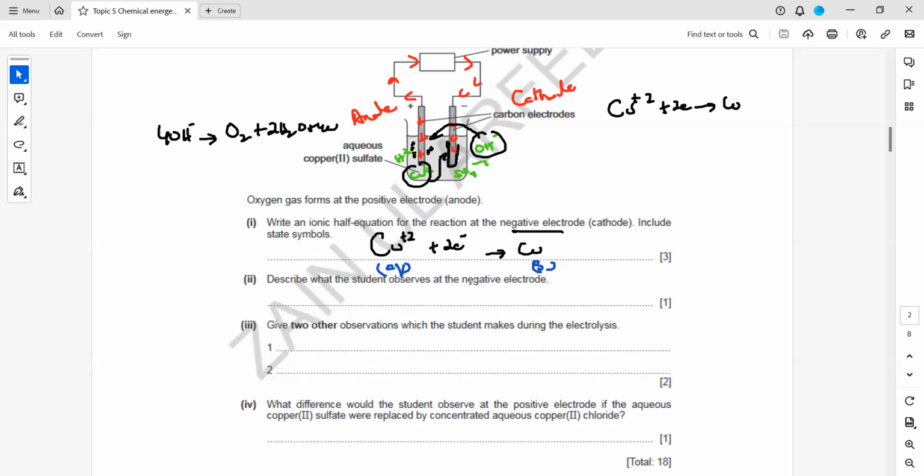Describe what the student observed at the negative electrode. What we will observe at the negative electrode is that copper is forming there. He will observe a shiny solid form. Or you can also say he will observe that the size of the cathode will increase.